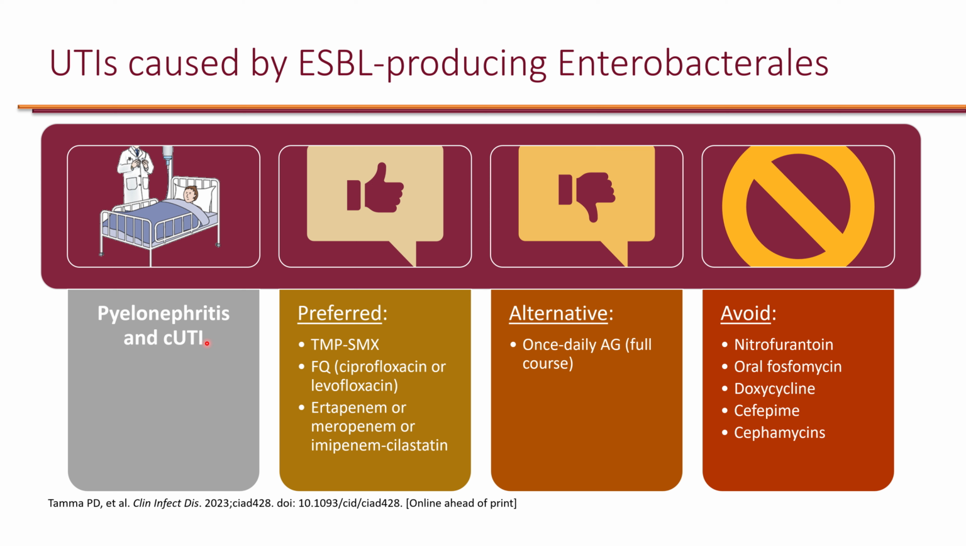Now, for pyelonephritis and complicated UTIs, the preferred agents, again, assuming that these are susceptible on urine culture results, are trimsulfa, fluoroquinolone, and ertapenem or meropenem or imipenem. If the culture is also resistant to these, then alternatively, once daily aminoglycosides. Now, this will be the full course, not just a single dose.